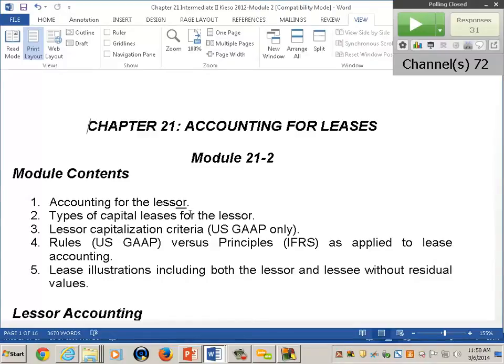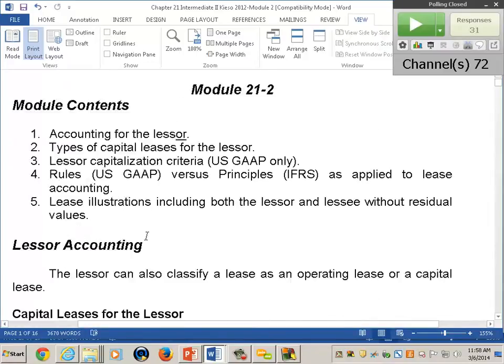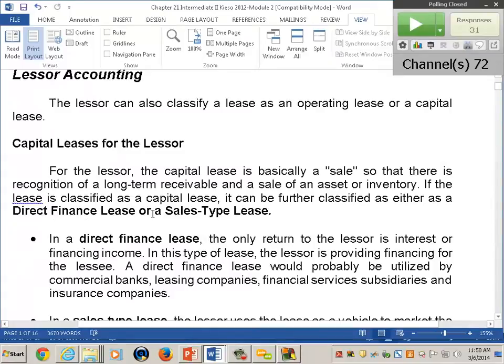I've already said that the lessee wants an operating lease. The lessor would prefer a capital lease. And how do you do that with the same contract? I'll explain that. And then we'll start illustrations without residual values. We'll get through a lot of illustrations today and pick the rest up on Tuesday. Now, with respect to the lessor, of course, the lessor could have an operating or a capital lease.